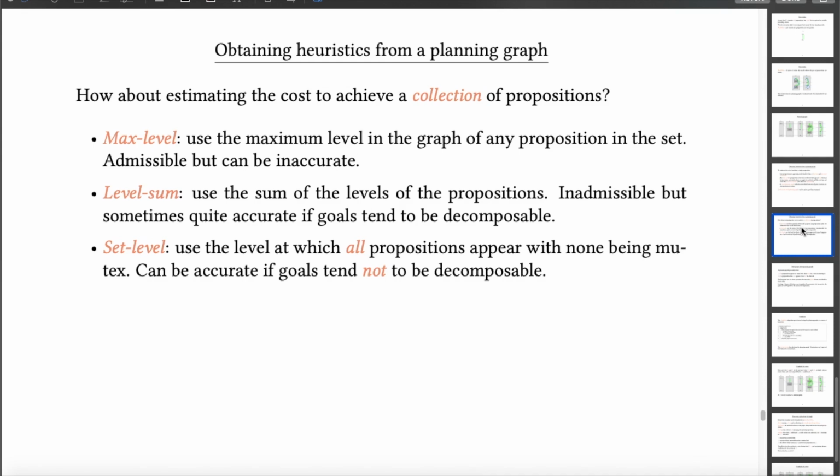And the accuracy of these is going to depend somewhat on the problem. And in particular, a little thought should convince you that the level sum heuristic here may be quite accurate if the goals can be decomposed, in the sense that you can try to achieve each one individually and independently of the others. Whereas the set level heuristic may be accurate if the goals aren't decomposable.